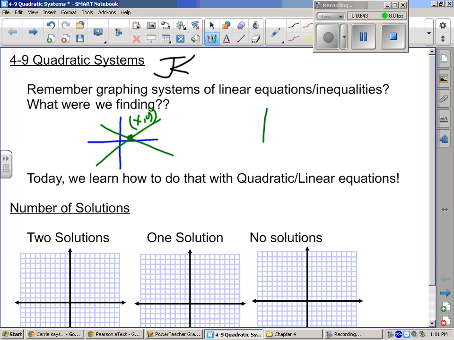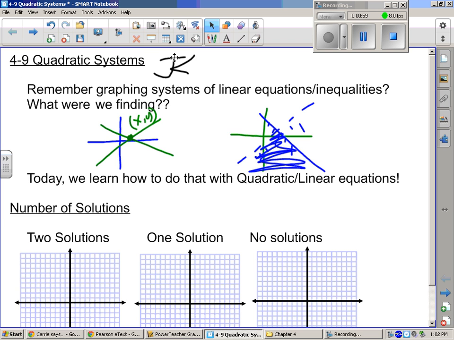We also did systems of inequalities, and when we do those are our lines that had shading on one side or the other, and then our answer was the overlapping shading. We're going to do those again today, but we're going to have quadratics.